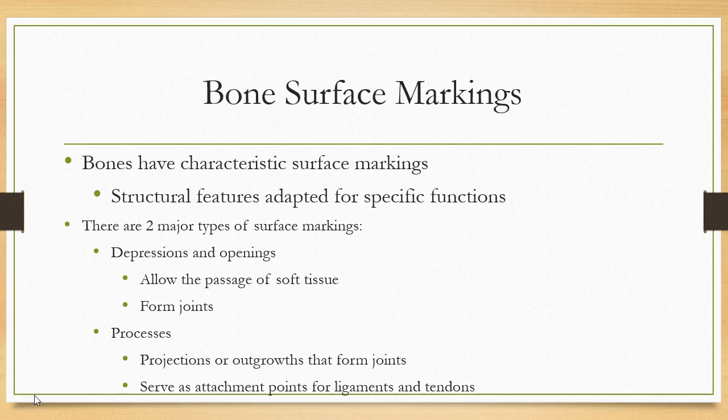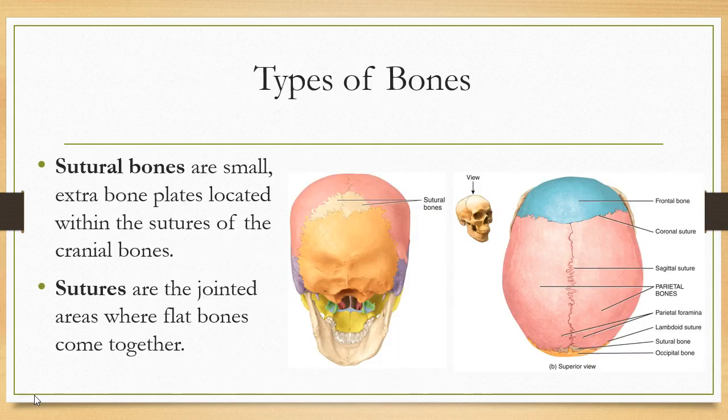So depressions are just going to be a small indent on the bone itself. An opening obviously will be a passageway for different tissues. Processes are projections off of the bone, and these will be attachment points for ligaments and tendons.